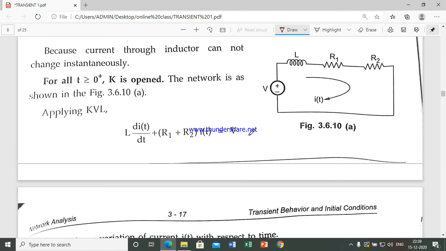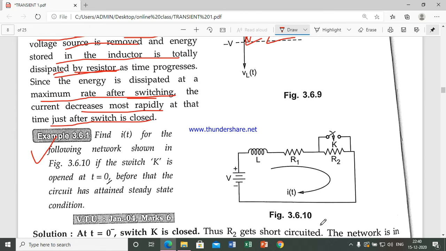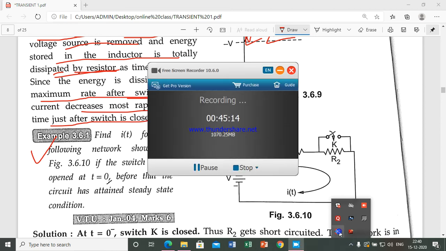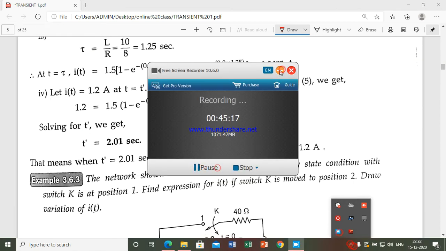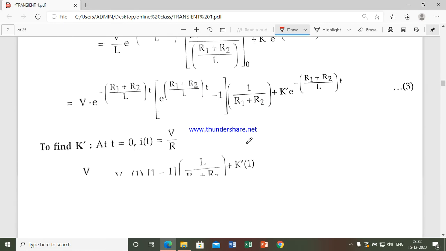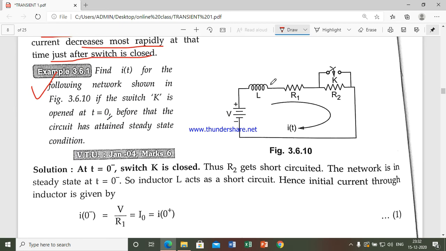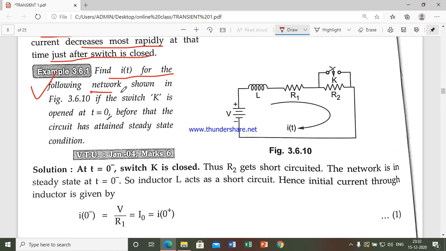What is that problem? We'll see. This is the problem, and we'll read it. In this section we will solve a problem related to the RL circuit. Here we have a resistor and an inductor in the circuit. The problem says: find i(t) for the following network shown in the figure, if switch K is open at t equal to 0.